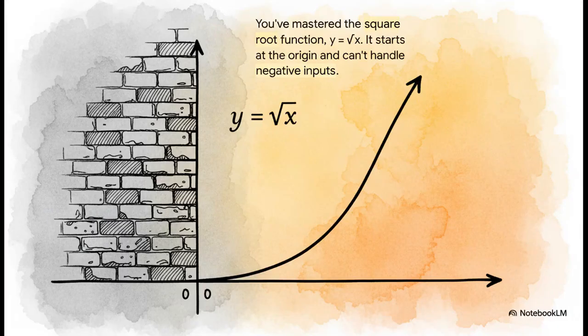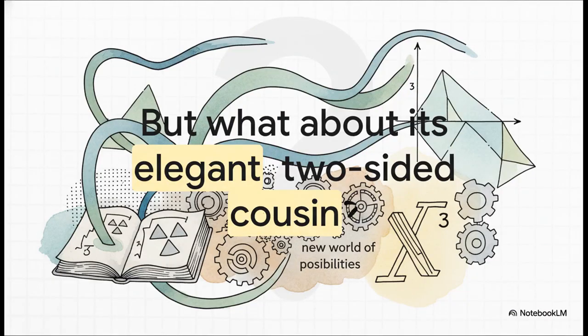Right, you know this guy, the classic square root function, y equals the square root of x. It's got that hard starting point right at the origin, it curves up and to the right, and it absolutely cannot handle negative numbers. It's solid, it's predictable, but it's really only telling half the story. So what happens when we make that one tiny change?